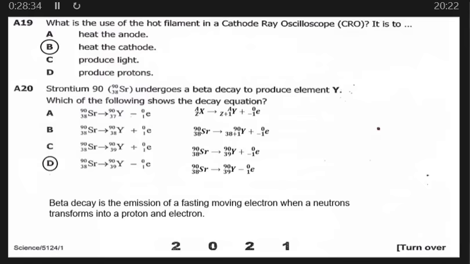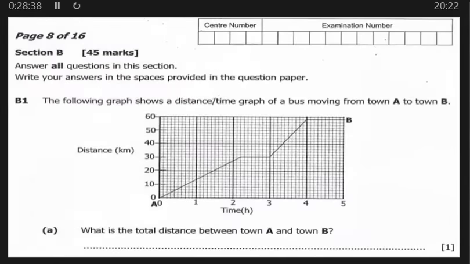All right. So let's go to the other question, and this is section B. Here we are on section B, which says answer all questions in this section, then write your answers in the spaces provided in the question paper. So B1 reads, the following graph shows a distance time graph of a bus moving from town A to town B. So we have a car here, moving from town A to town B. Then A says, what is the total distance between town A and town B?